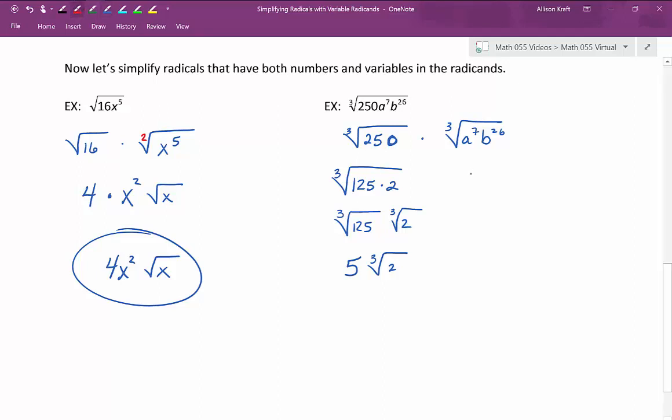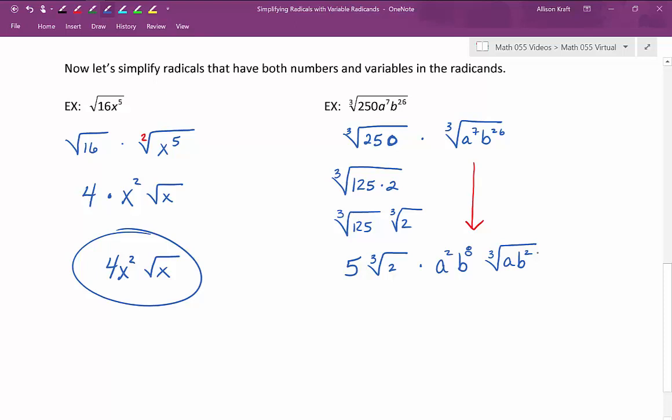But now we need to deal with these variables. I'm just going to bring it down so that it lines up when I do my division here. 3 goes into 7 2 times. So we're going to have a to the second on the outside. There's going to be a remainder of 1. So a to the first underneath. Now I'm going to divide 3 into 26. 3 goes into 26 8 times. So b to the 8th on the outside. We're going to have a remainder of 2. So that's b to the second underneath.